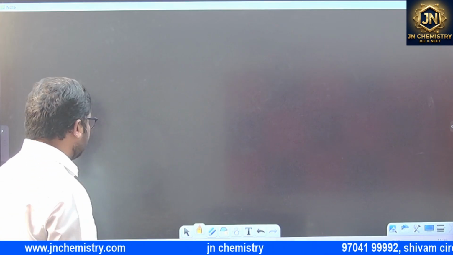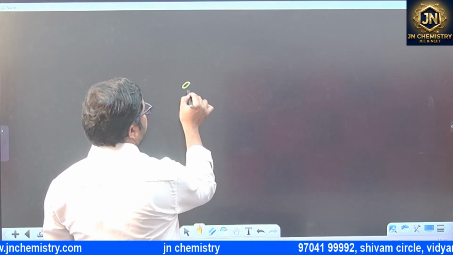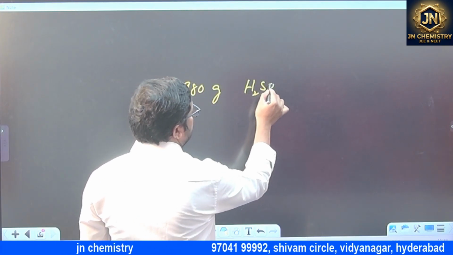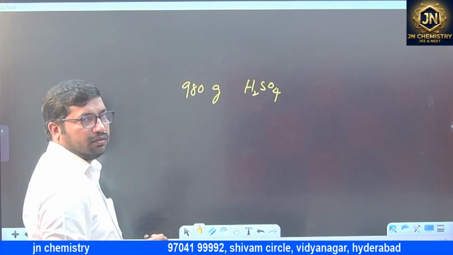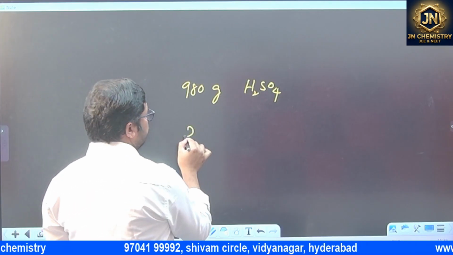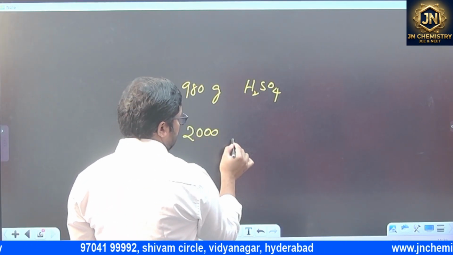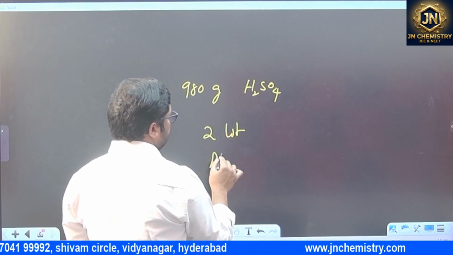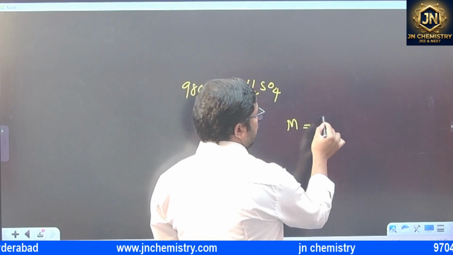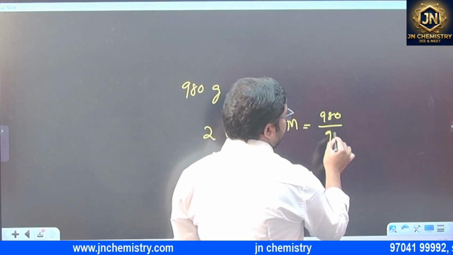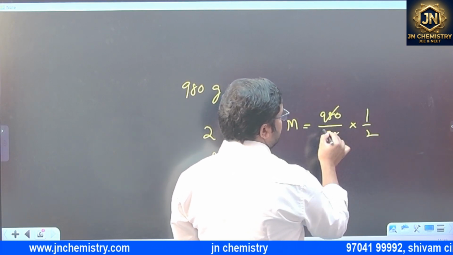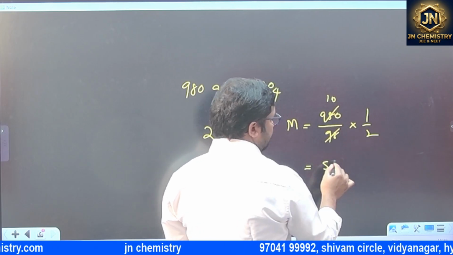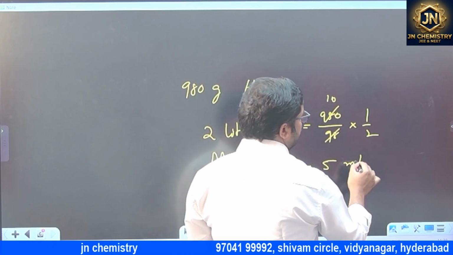For example, 980 grams of sulfuric acid present in 2000 ml, or 2 liters. What is its molarity? Molarity is equal to 980 by 98 into 1 by 2. This is 10, right? So 5 mole per liter.